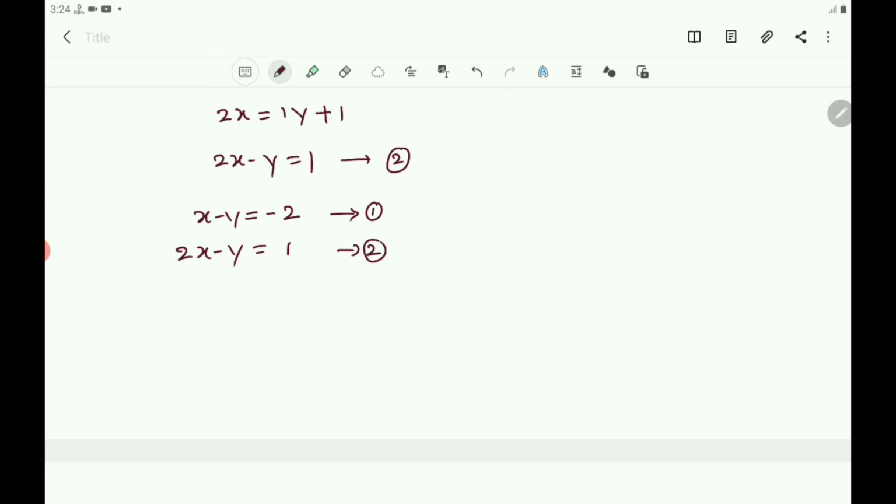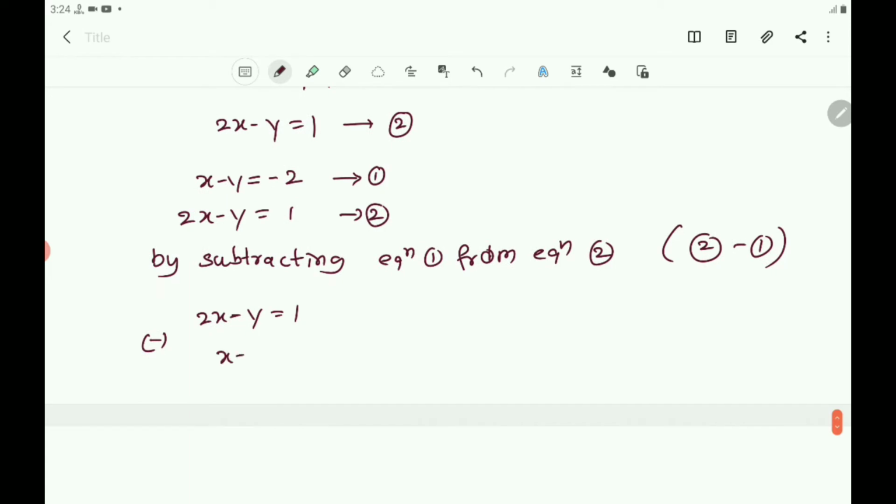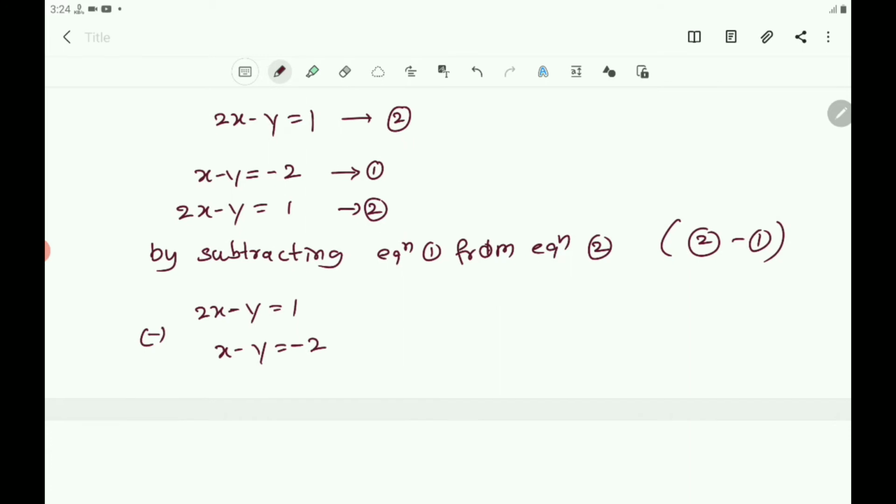So let us do it by subtracting. Equation second or equation first you take, that is 1 is greater than minus 2 here. So you take equation 1 from equation 2, that is 2 minus 1. So here you take 2x minus y is equal to 1, that is minus, as we are subtracting, you take minus here, x minus y is equal to minus 2.